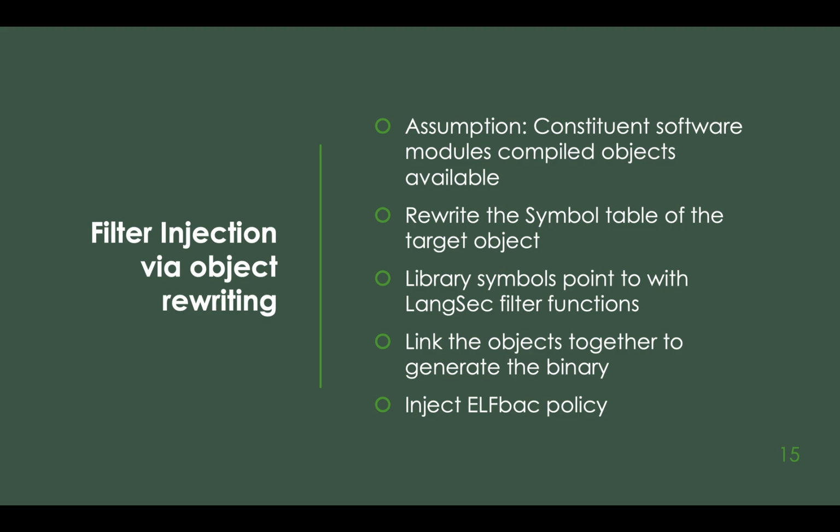As a consequence, whenever the symbol is resolved, it will point to the LangSec filter. So if the main application code tries to access the function of the third-party library, it instead will call the LangSec filter, and the filter will then call the third-party library. Therefore, we will ensure that for every function call in the main application code that calls this third-party library, it instead goes to the filter first and then goes to the third-party library. After rewriting the symbol table, we will link the objects together to generate the binary. After generating this binary, we will insert the LFBAC control flow integrity policy to ensure that the filter that we inserted is not bypassed.